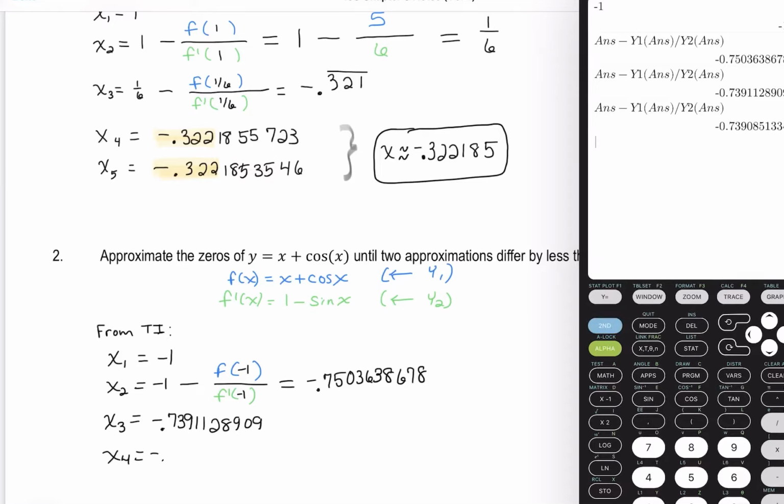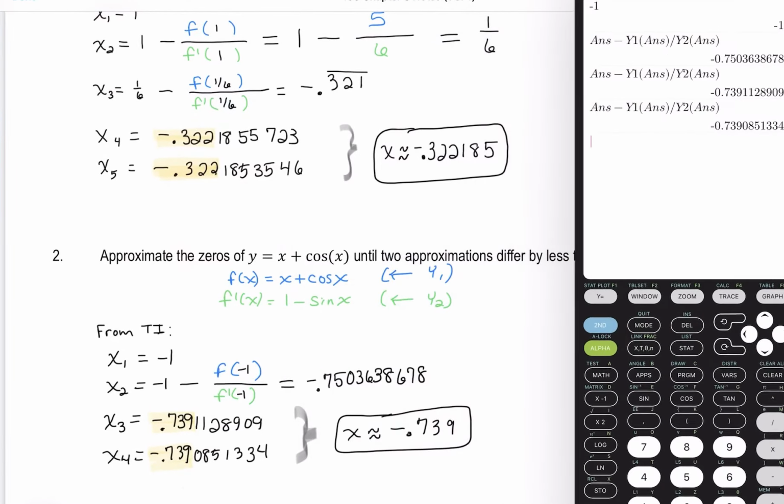And one more, second enter. And now I have -0.739 and then 0.85 and so on. So these last two guesses, if we form their difference, they definitely differ by less than 1,000th. And so this is going to tell us that our value here for our zero is approximately -0.739. Okay, so that is how a typical Newton's method problem would work here.